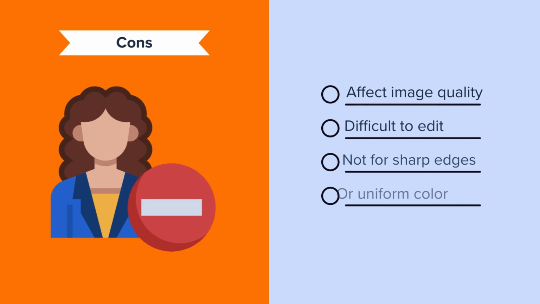Moving forward with the cons. The lossy compression and heavily compressed images may affect the image quality. Sometimes, JPEG images become difficult to edit due to too much compression, and they are not ideal for images with sharp edges or large areas of uniform color.